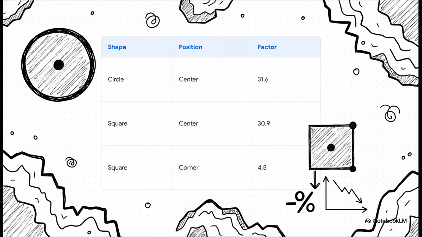But what if geology forces your well into the upper right corner of that square? The factor completely plummets to 4.5. And this is a huge deal, because the source data shows us that simply being stuck in that corner rather than the center gives you an automatic 10% reduction in your daily production rate, and that's even if the rock and the pressure are exactly the same.